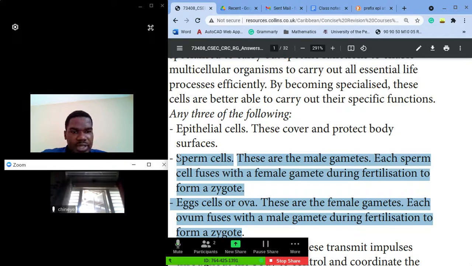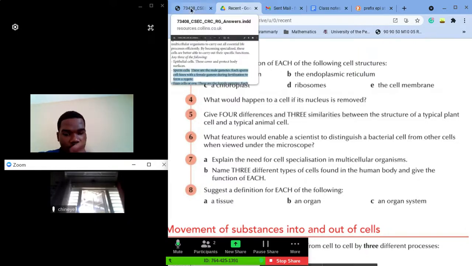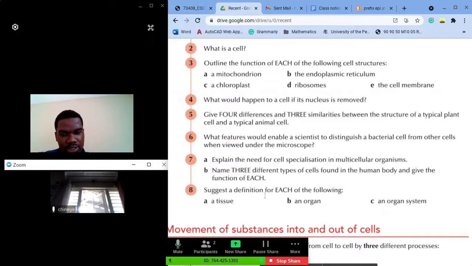So what I want you to practice, well, we did 7 questions. For question 8, here's what I want you to do. You look like an arts person. So to answer question 8, I want you to actually draw the definition in a diagram. You're going to draw the tissue and explain what the tissue is using arrows, pencil, pen, but just make it as illustrative as possible. Same thing for an organ and an organ system.